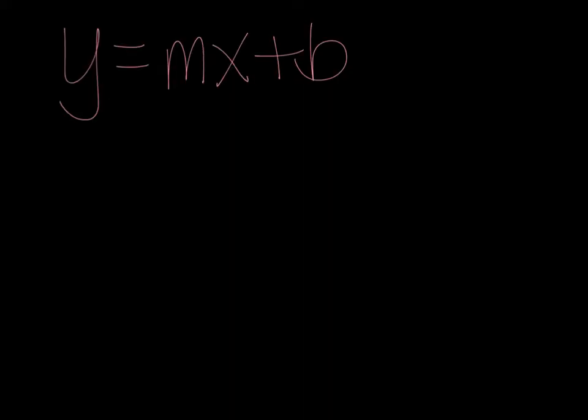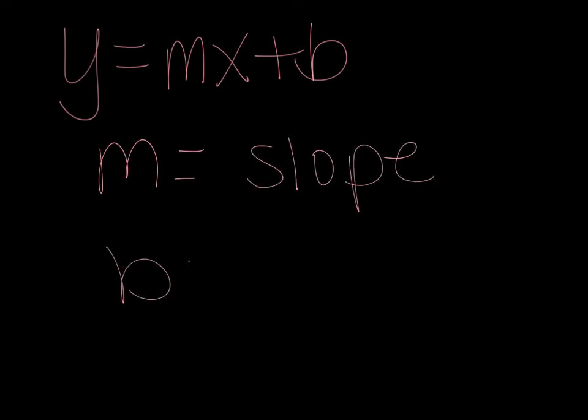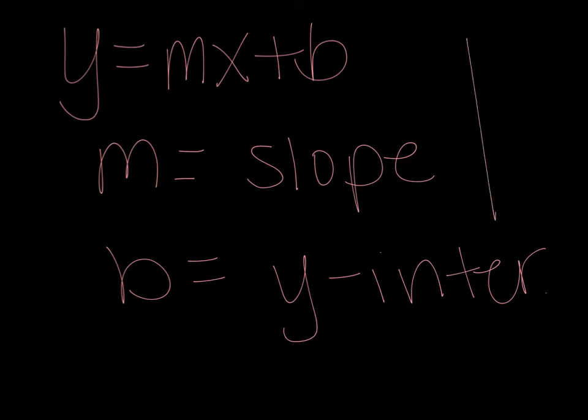In slope-intercept form, your m value represents your slope and your b value represents your y-intercept. Your y-intercept is where your graph crosses the y-axis. So in this case, this here will be your y-intercept.